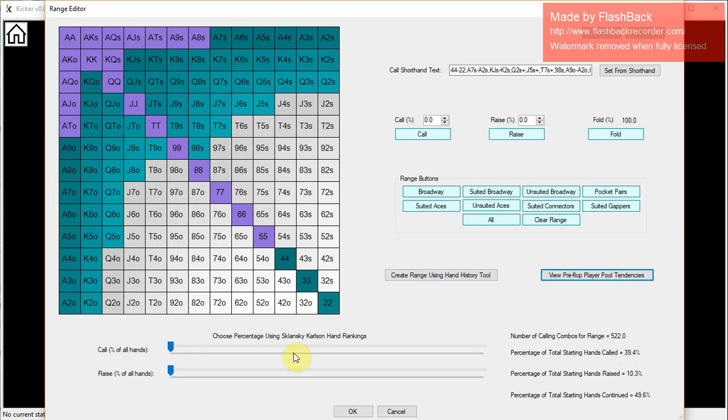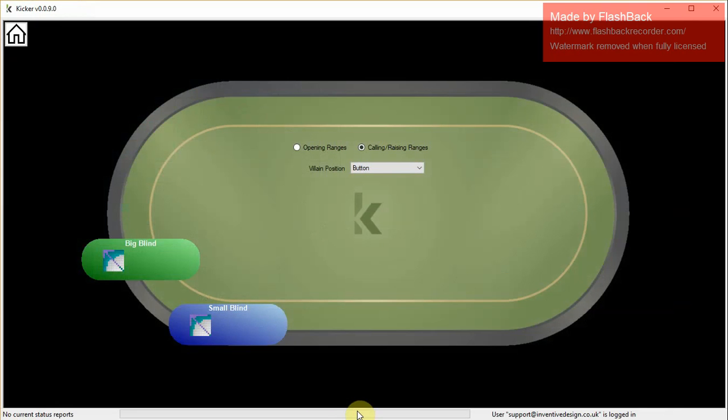Just using these slidey bars here, using the Sklansky-Carlson hand rankings method, it's determined that this is roughly the raising range. This is roughly the calling range. Now, obviously, you could come in and fiddle around with this if you think players are more likely to be doing some kind of bluff raises with maybe suited gappers or low suited aces or low pocket pairs or whatever it is you think they might do. You could change this around. But the percentages are based on a pretty rigorous analysis of the player pool.